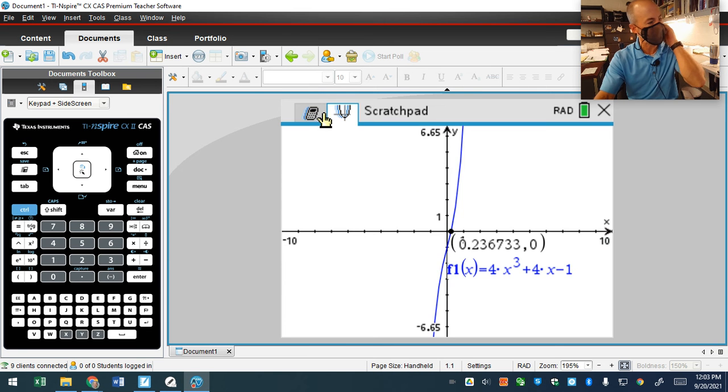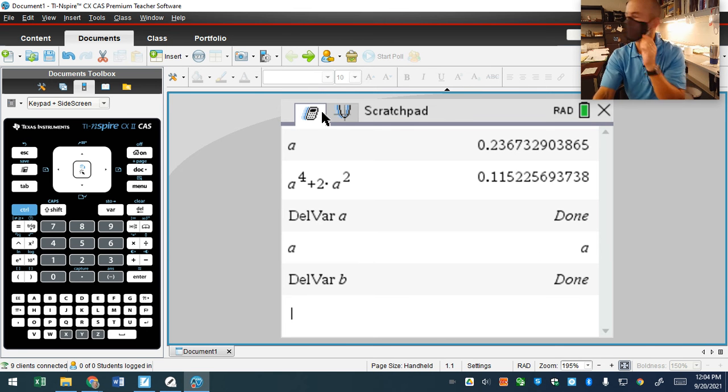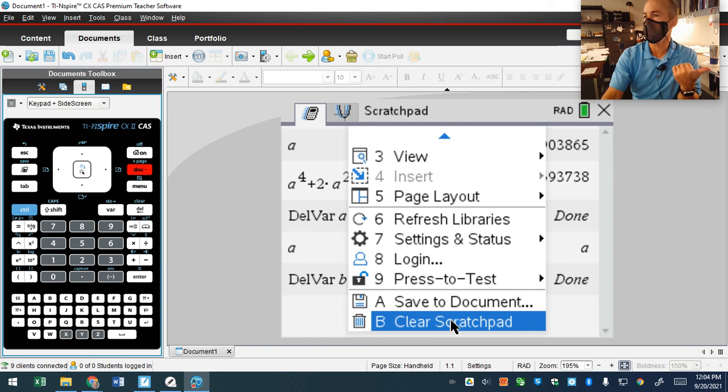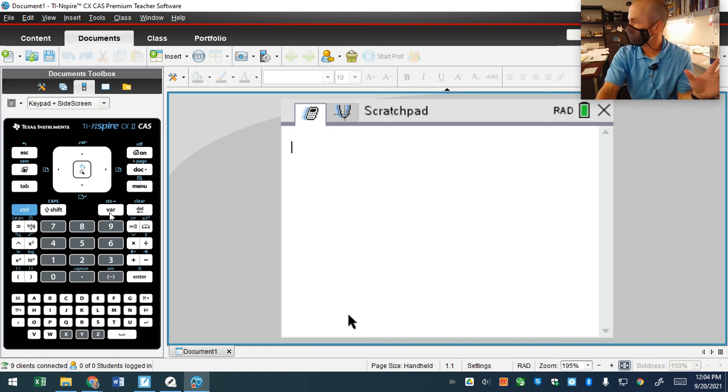Okay, so I've got stuff in here. If you have anything in the calculator that you need to get rid of, if something is in there previously and you want to clear it out, if you hit doc, and this is assuming you're in the scratch pad, which is where I always am. I'm never in new documents. You go doc, and down at the bottom, you'll see option B is clear scratch pad. I just hit doc and then the letter B on the keyboard. That wipes everything out.